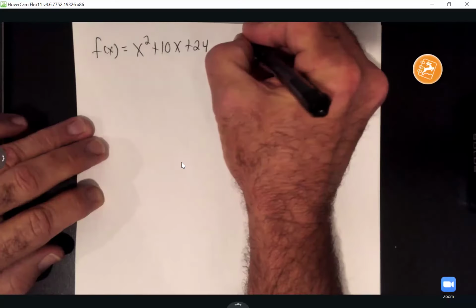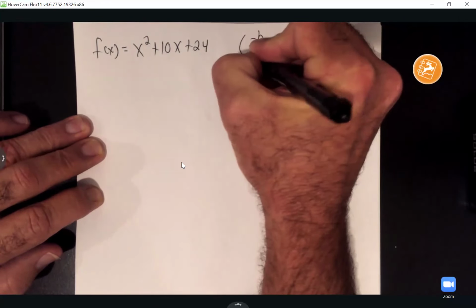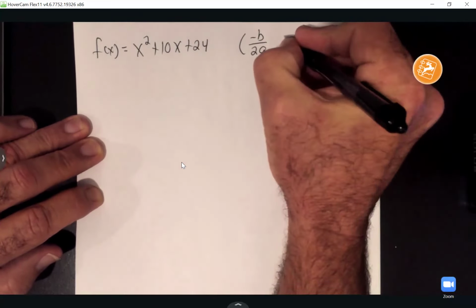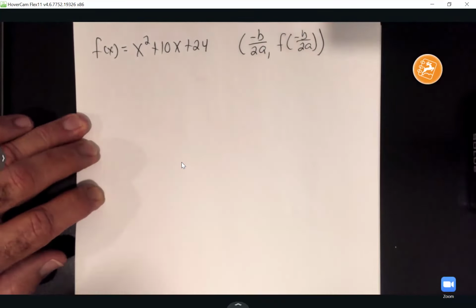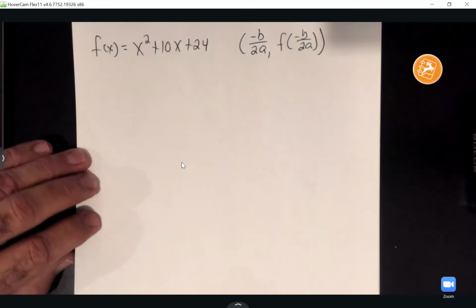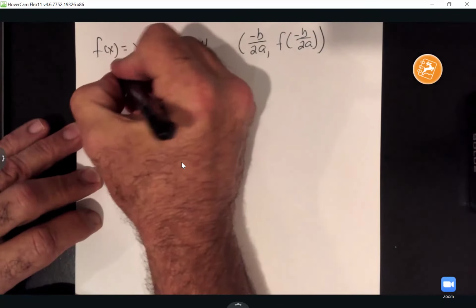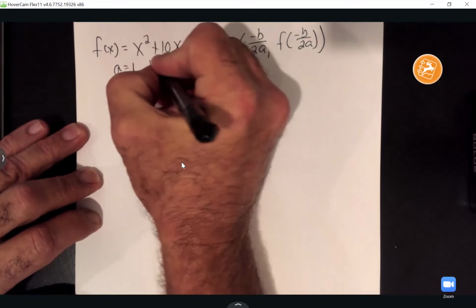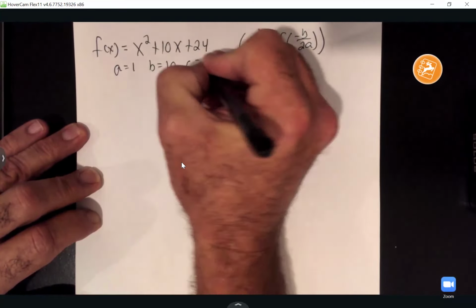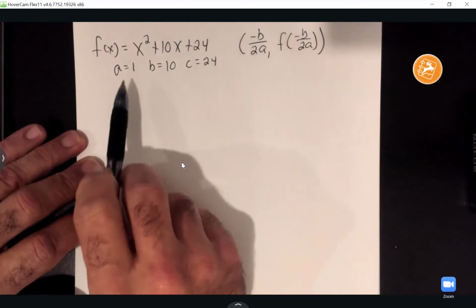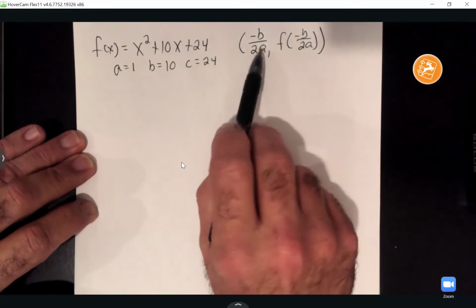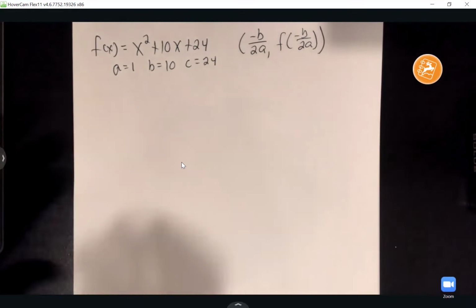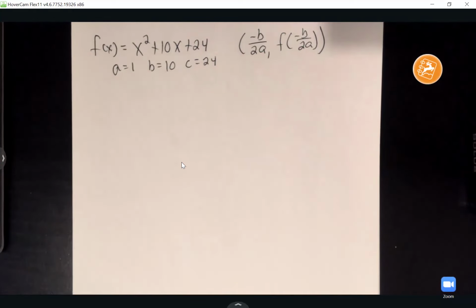Now remember, the vertex is negative b over 2a, and then we find f of negative b over 2a. All right, so remember, a is 1, b is 10, and c is 24. So the a is always in front of x squared, and the b is always in front of the x. So I'm going to use these numbers to find my vertex. And like I said, once we got the vertex, we pretty much got all the information we need to finish this problem out.